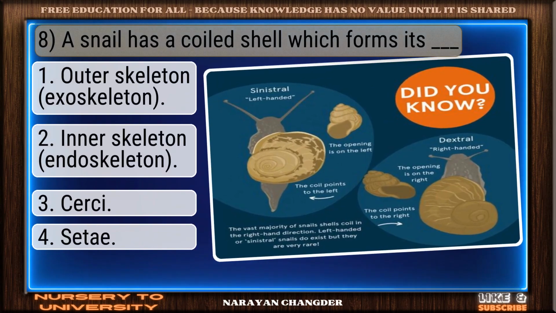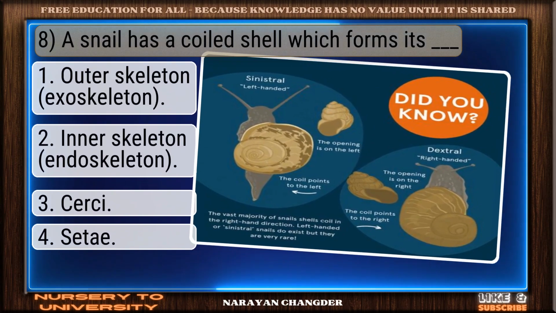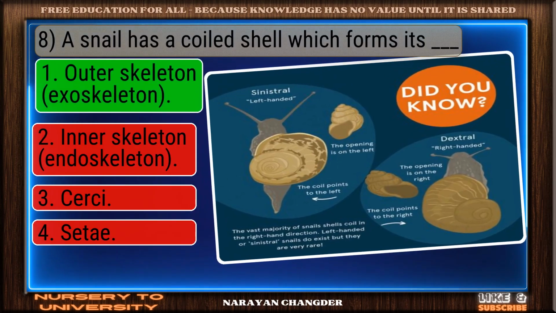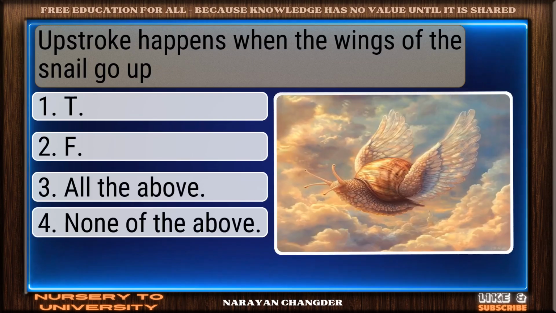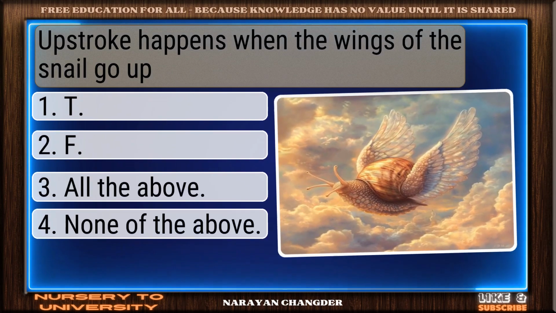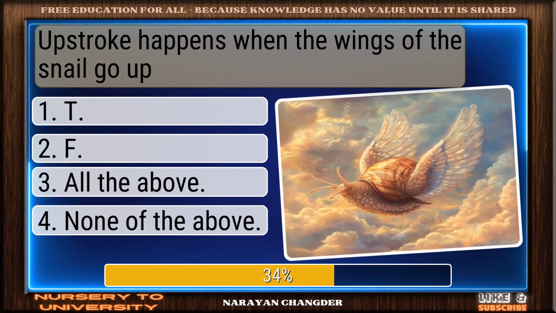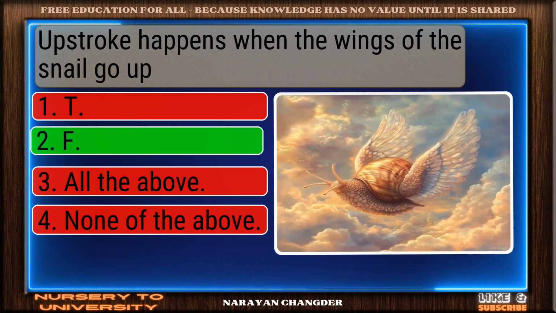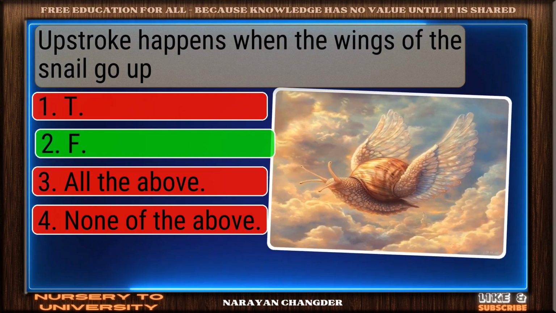A snail has a coiled shell which forms its dash. Correct. Outer skeleton is the right answer. Upstroke happens when the wings of the bird go up. Well reasoned. F is the correct choice.